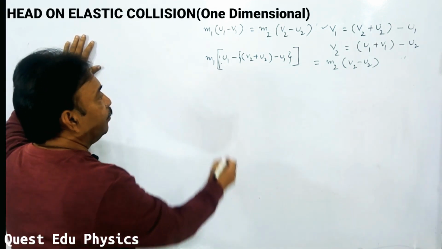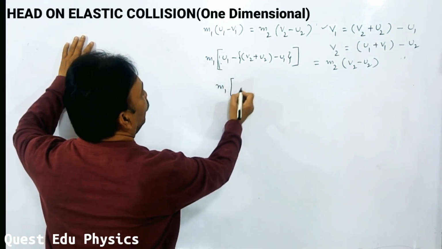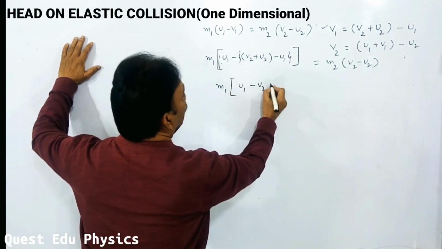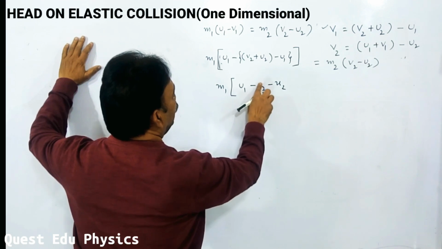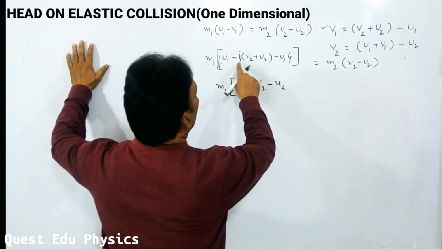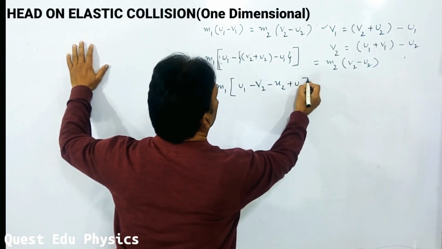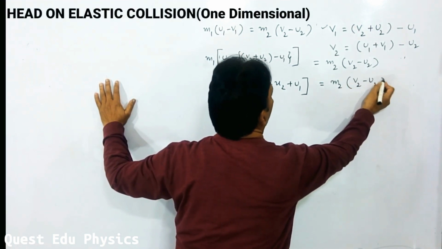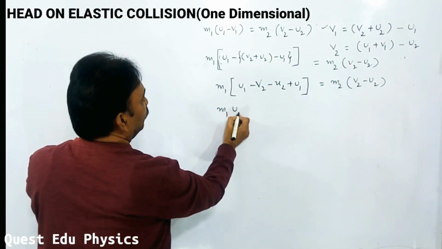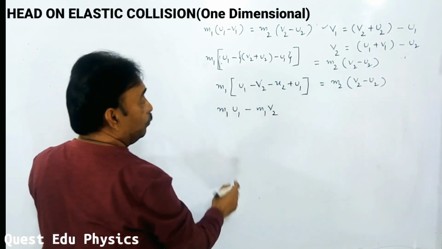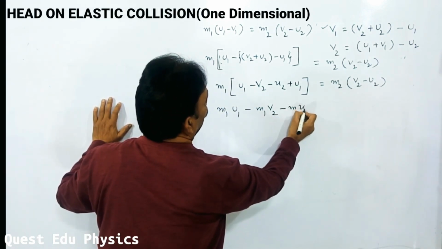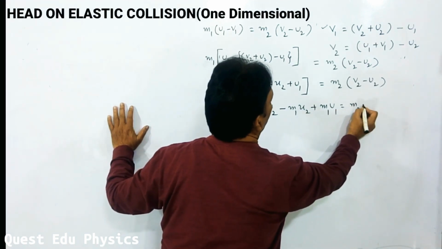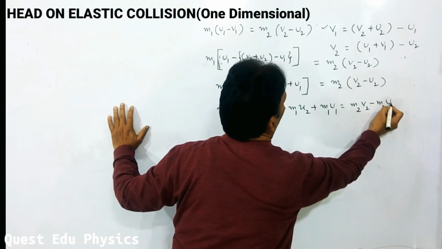We are simplifying these equations, students. Then it could be written as m1 of u1 minus v2 minus u2 plus u1 is equal to m2 of v2 minus u2, or it can be written as m1 u1 minus m1 v2 minus m1 u2 plus m1 u1 is equal to m2 v2 minus m2 u2, students.